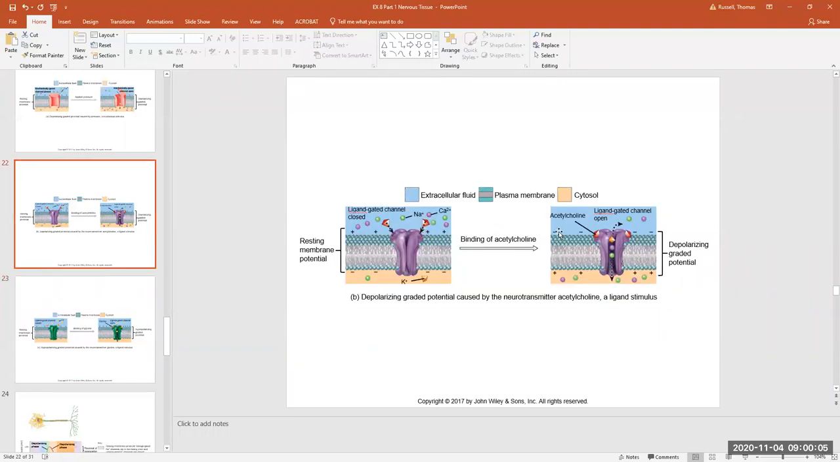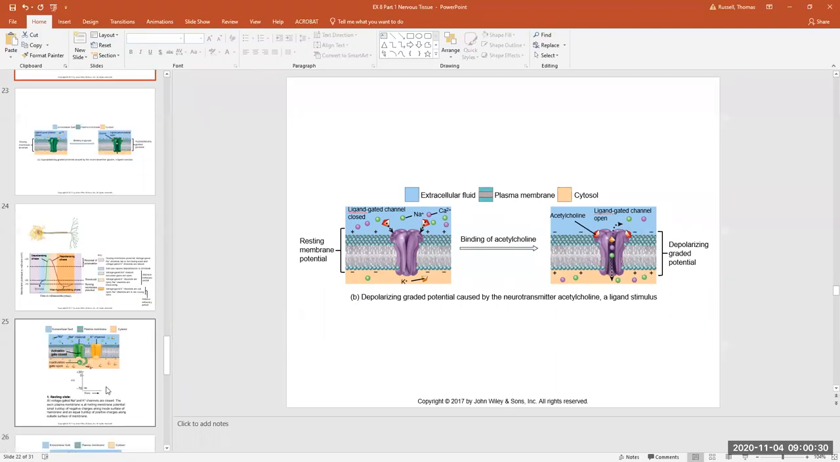Excitatory neurotransmitters, in this case, like acetylcholine on our muscle tissue or certain types of neurons, we open a cation channel that allows us to gain sodium and calcium ions. You may lose some potassium, but not as many as you're gaining positives. So you gain a whole bunch of positive charges, so you become positive. And that's called a depolarizing graded potential.